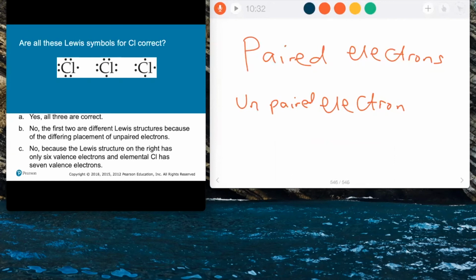So the correct answer for this is: the first two are different Lewis structures because of the different placement of the unpaired electron. The last one is wrong. So the first two are correct. The correct answer for this is B.